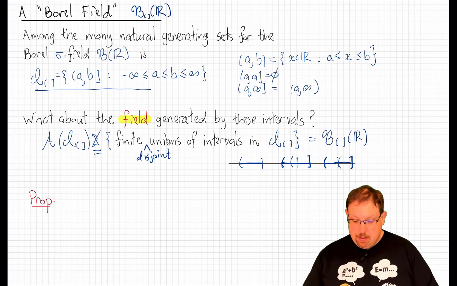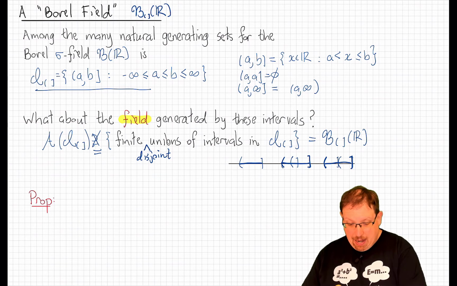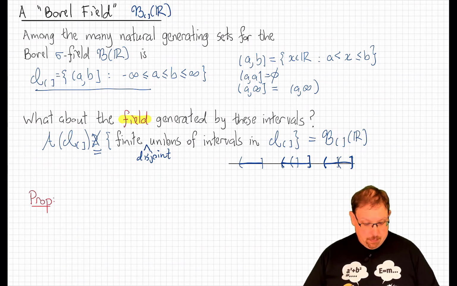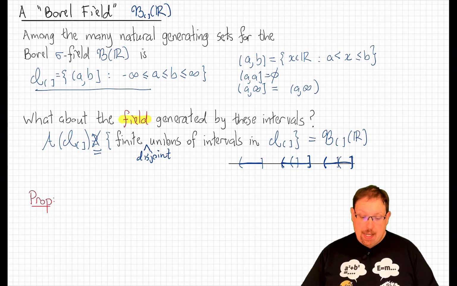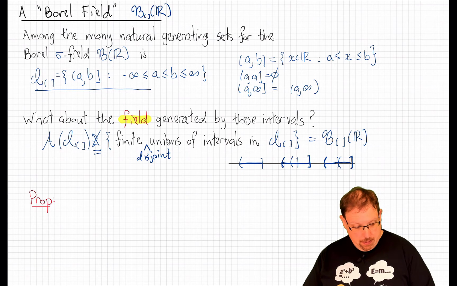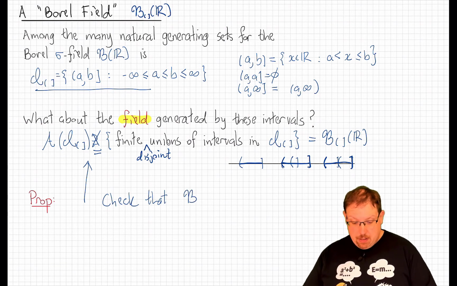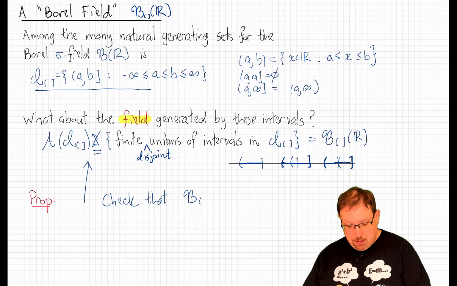I will call it the Borel field, denoted with this half-open interval sign. Now, why is this an equality? Why is this the field? Well, that's simply because you can check that the set of finite disjoint unions of half-open intervals is a field.